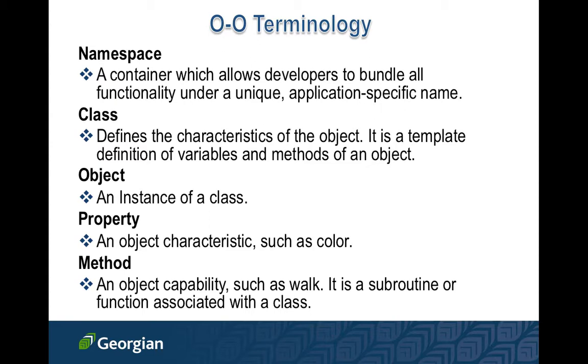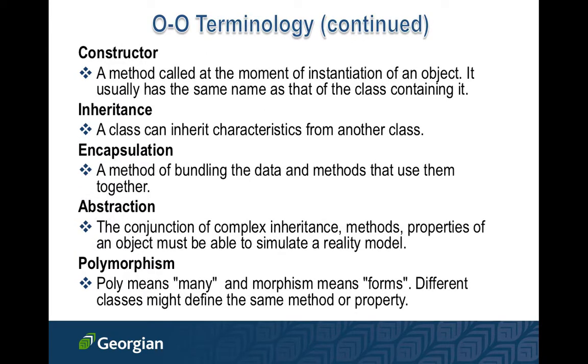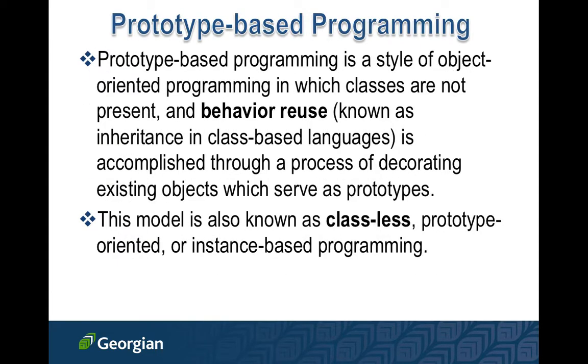Then you have a method, which is something that does something. Just to remind you what object-oriented terminology is. We have a constructor within object-oriented terminology as well, and inheritance, encapsulation, abstraction, and polymorphism, all these things that we know. They're all available for us in JavaScript, but in a different way. Why? Because JavaScript is a prototype-based programming language. It's not a language that has classes at this stage in the game.